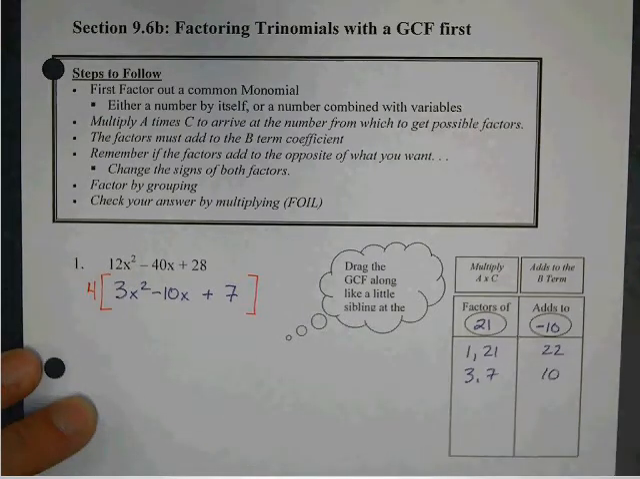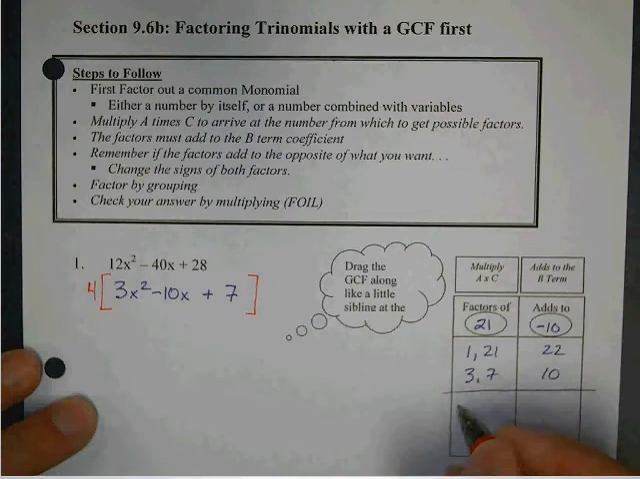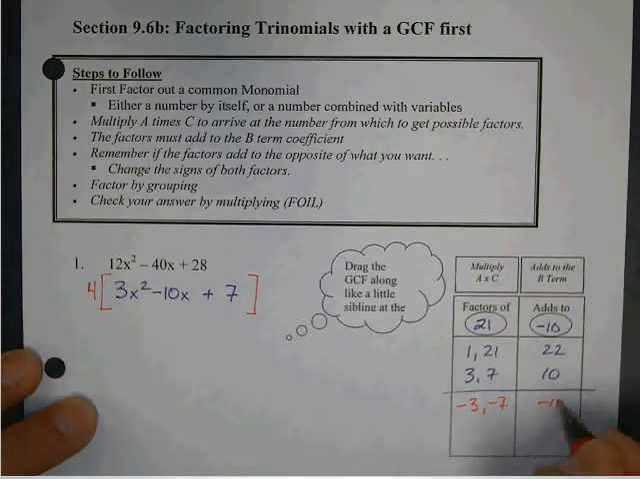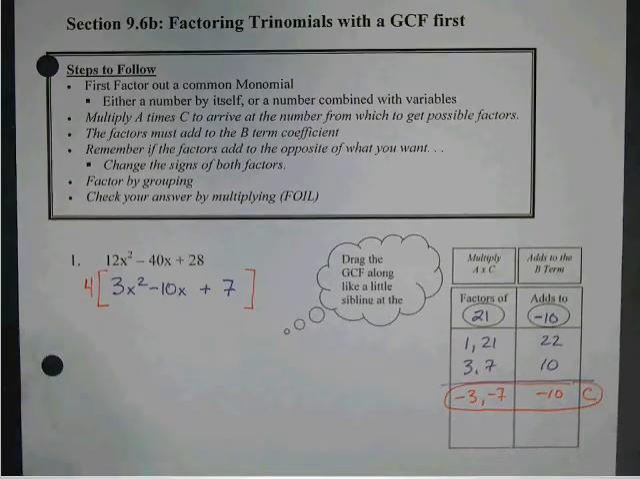So we're going to draw our line, remember? You have to change the signs. Change the signs, and what do we change them to? Negatives. Negative 3, negative 7, which gives us negative 10. So there's our choose. Multiply, add, choose. Thank you, Luke.